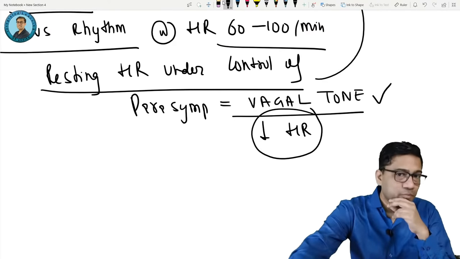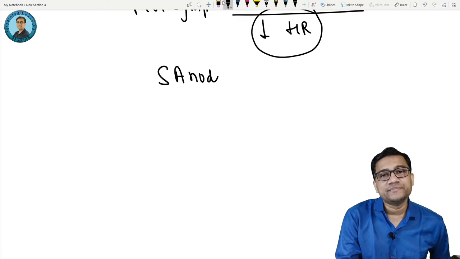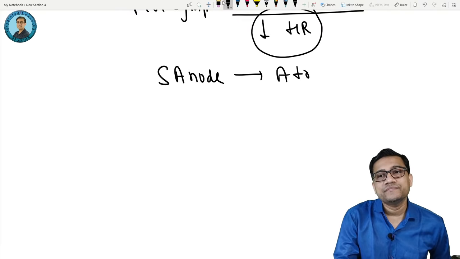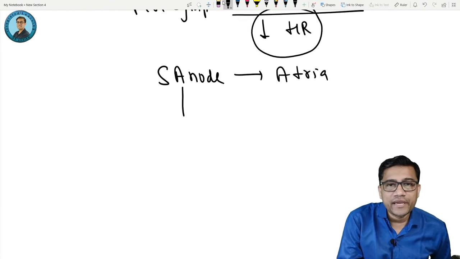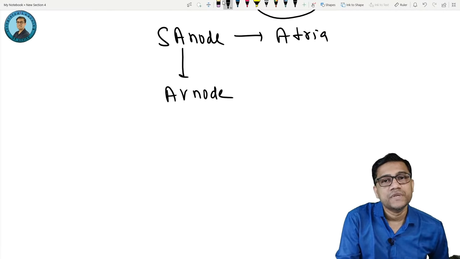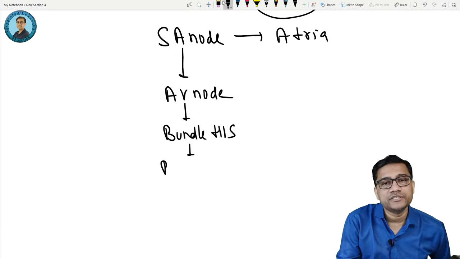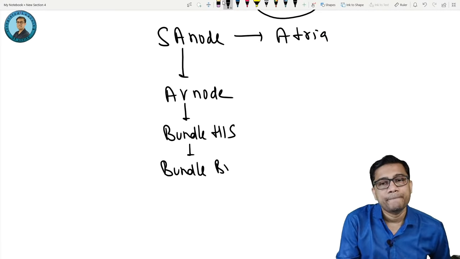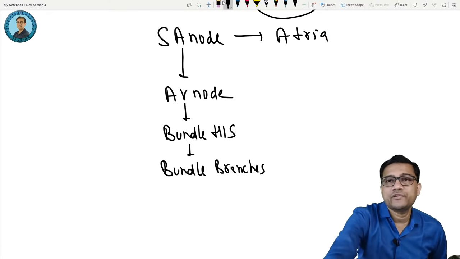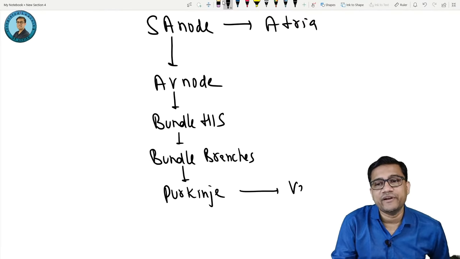Now let's come to the next concept. The SA node is making the currents and it gives them to the atria. From the atria, the next area is the AV node. Then comes the bundle of His. Then come the bundle branches. This is the conducting pathway. Then come the Purkinje fibers, and they are going to supply the ventricles.